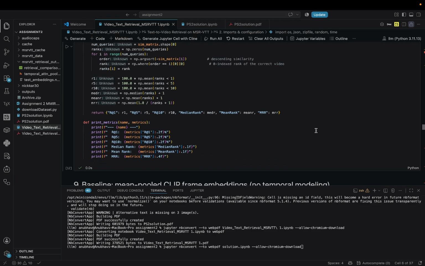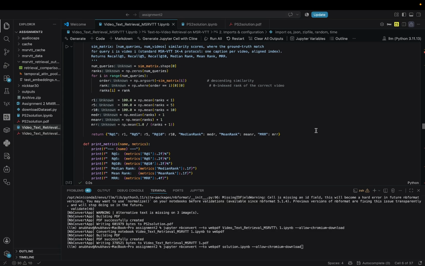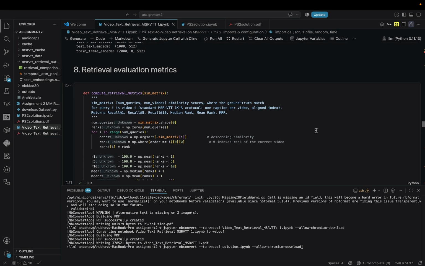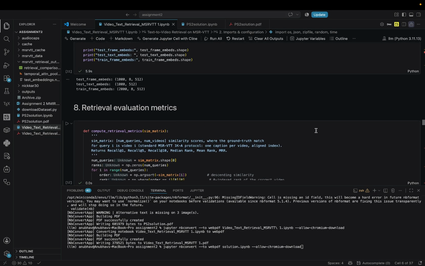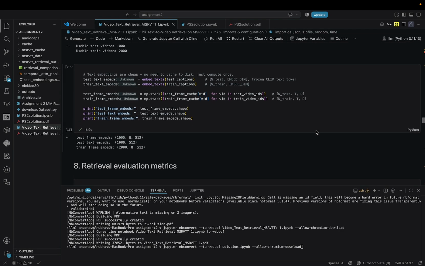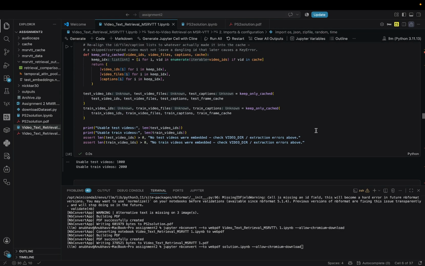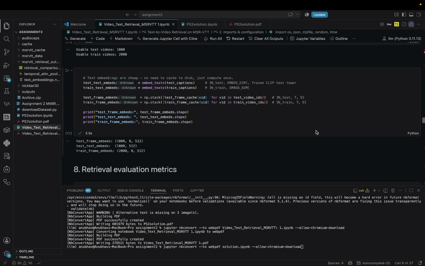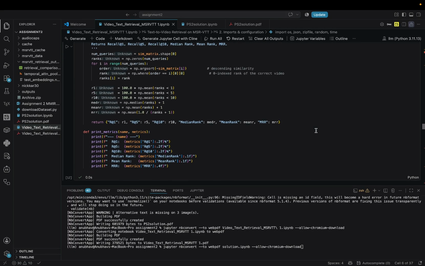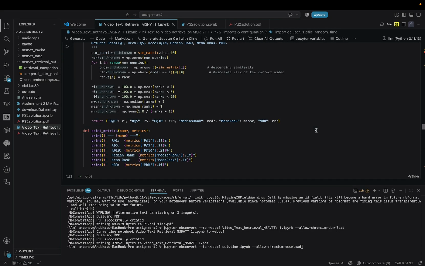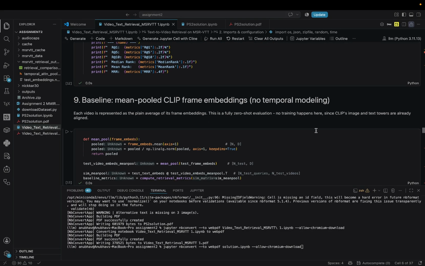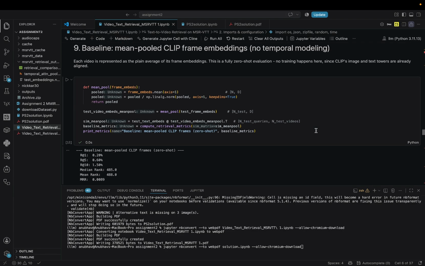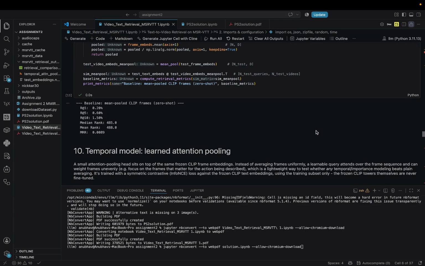For training, we use the 2000 video training subset. The model is trained for 15 epochs using the Adam optimizer with a learning rate of 1 times 10 to the power of minus 4, a batch size of 64, and a temperature of 0.07. We optimize the model using a symmetric InfoNCE contrastive loss, where the learned video embeddings are aligned with the frozen CLIP text embeddings. Throughout the experiment, the CLIP image and text encoders remain completely frozen and are never fine-tuned.